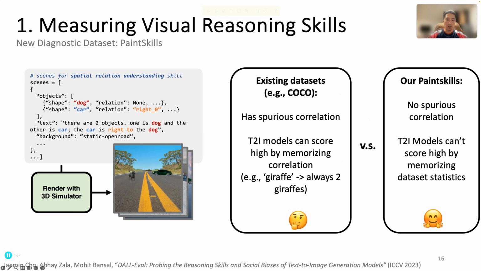While existing multimodal datasets have superficial correlations between objects, attributes, and relations, we explicitly control our PaintSkills dataset so that text-to-image models cannot just score high by memorizing data statistics.